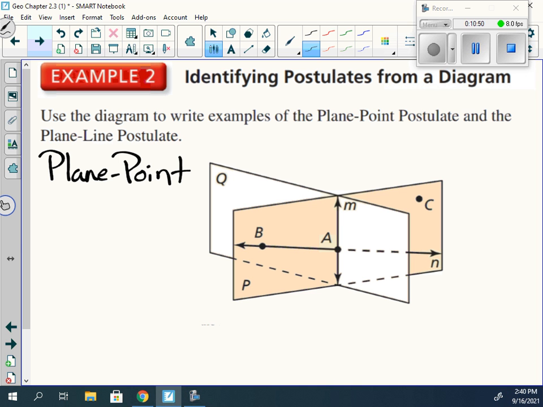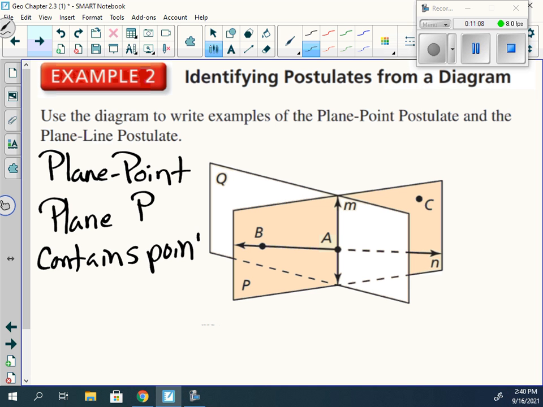So, which plane has at least 3 points in it? Plane P. Plane P contains points B, A, and C. Because the plane point postulate says if given a plane, we are given plane P, it contains points B, A, and C. That's it. That's all we have to do for this here.